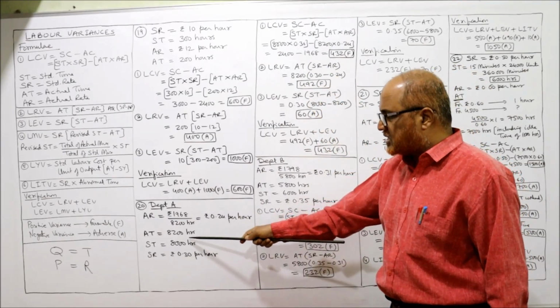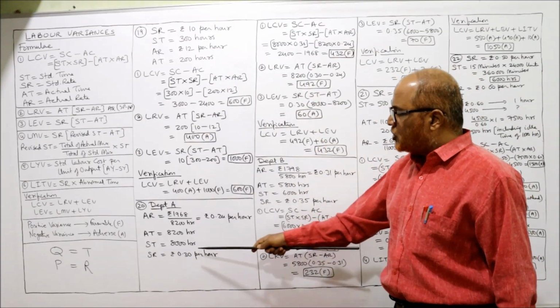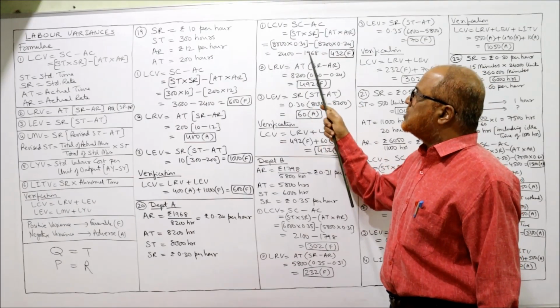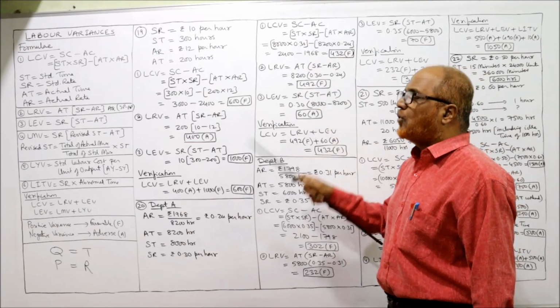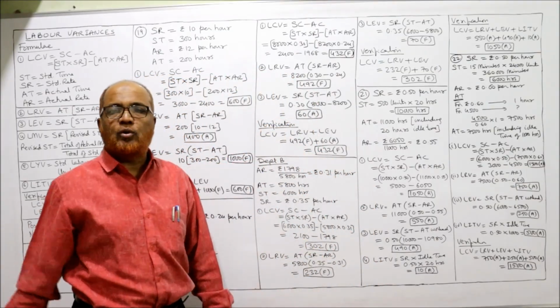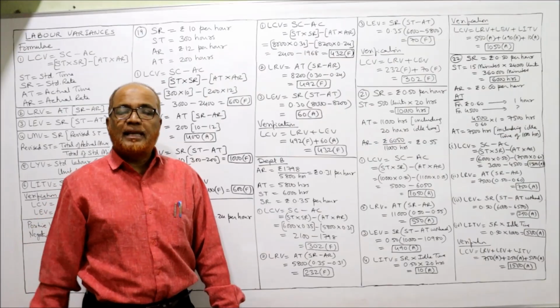You have 8000 ST. 8000 into 0.3. Similarly, 8200 into 0.24. So 2400 minus 1968, 432 favorable. So LCV we got 432 favorable.